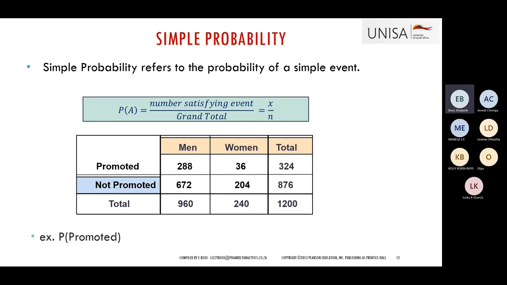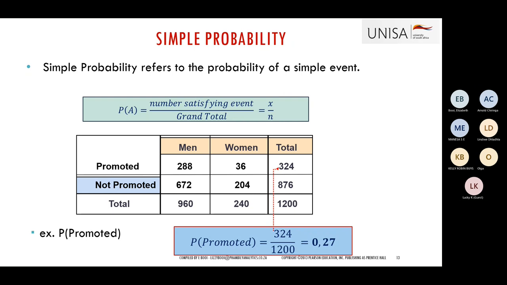So if I need to calculate the probability of promoted, that is irrespective of whether the person is a male or a female, I need to know how many of the police officers were promoted. And those will be 324 divided by 1,200, because irrespective of men or women, there are 288 men and 36 females in this, we just add 288 plus 36 and that will give us 324, and we divide by the grand total. Remember, it's N. N is the grand total, which gives us 0.27.